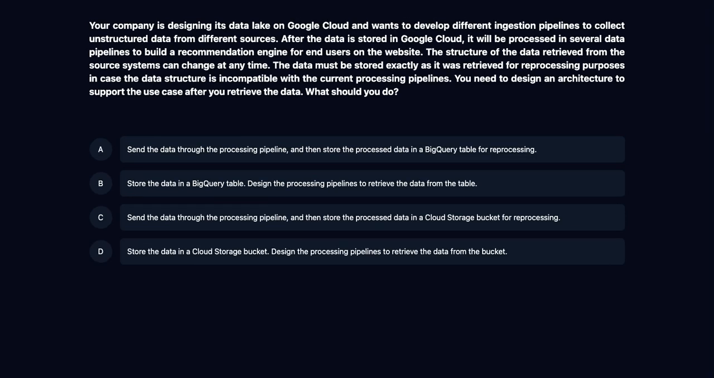Your company is designing its data lake on Google Cloud and wants to develop different ingestion pipelines to collect unstructured data from different sources. After the data is stored in Google Cloud, it will be processed in several data pipelines to build a recommendation engine for end users on the website. The structure of the data retrieved from the source systems can change at any time. The data must be stored exactly as it was retrieved for reprocessing purposes, in case the data structure is incompatible with the current processing pipelines.